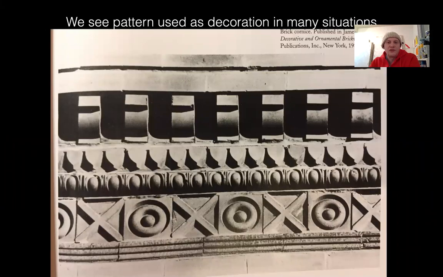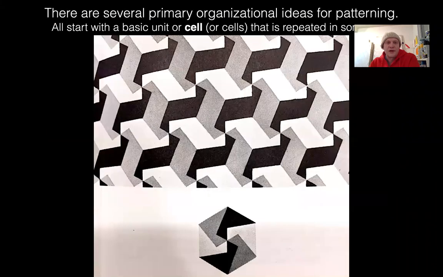We see it used as decoration a lot, cornices of buildings, wallpaper, clothing, all over the place. And what you notice about patterns is that there is exact repetition of the way the elements are put together, right? So there's no change happening here. It's the same thing over and over again. And there's several primary organizational ideas for patterning, and they all start with a basic unit, or we could call it a cell, that is repeated in some way.